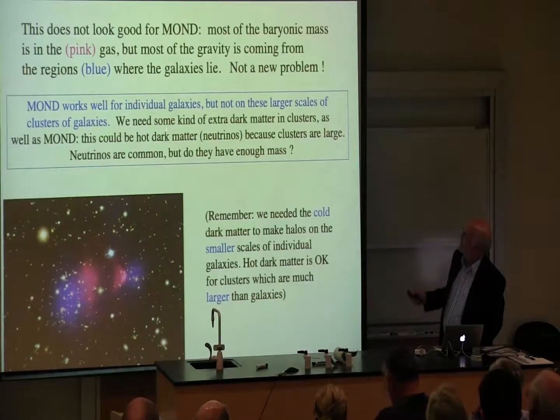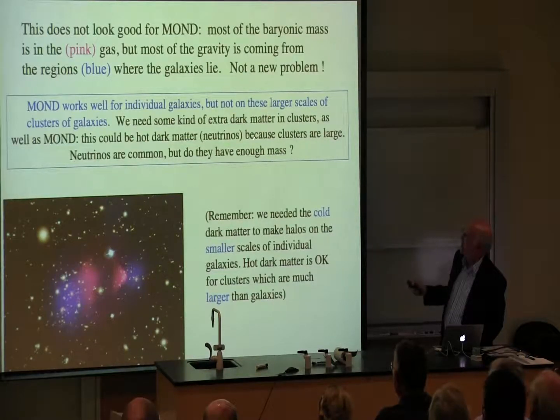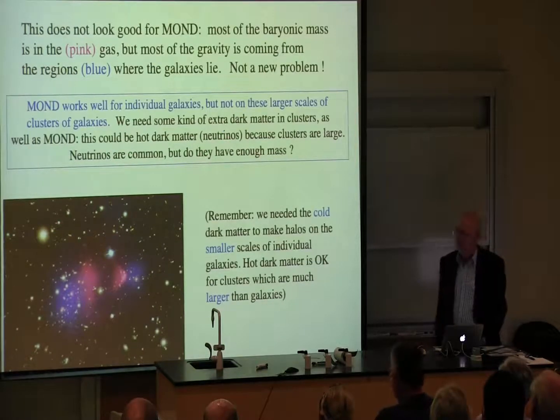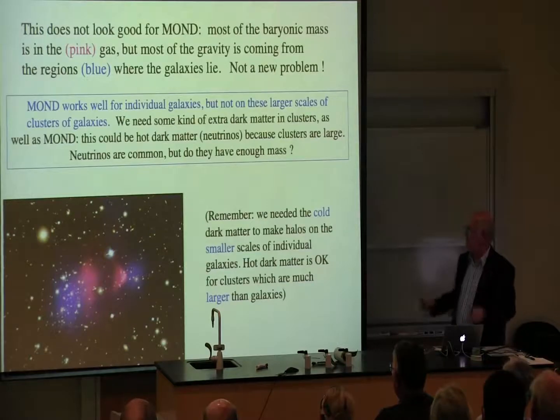And so people who like MOND say, well, one way we could save MOND is we need some kind of extra dark matter in the clusters, not just what's in the galaxies, but something extra. It could be hot dark matter. Neutrinos are a favourite candidate, because they're hot, and the clusters are so large. Neutrinos are very common in the universe, but nobody at this point really knows if they've got enough mass. So this whole subject is in a bit of limbo at the moment.